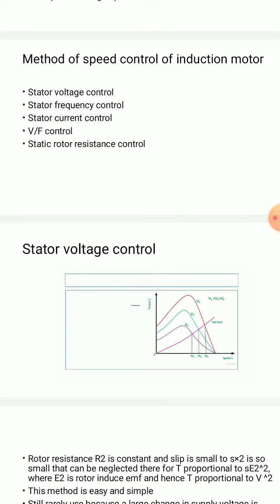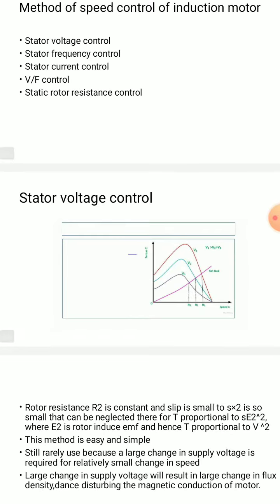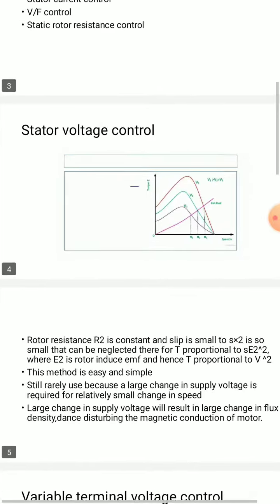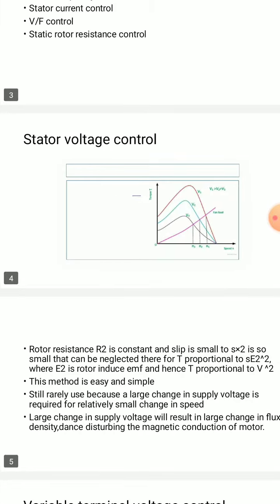Stator voltage control. The characteristic diagram of stator voltage control is given. The graph is drawn between speed and torque. V1, V2, V3 represent voltage, N1, N2, N3 represent speed. The graph is drawn between torque and load. This is the characteristic diagram of stator voltage control.